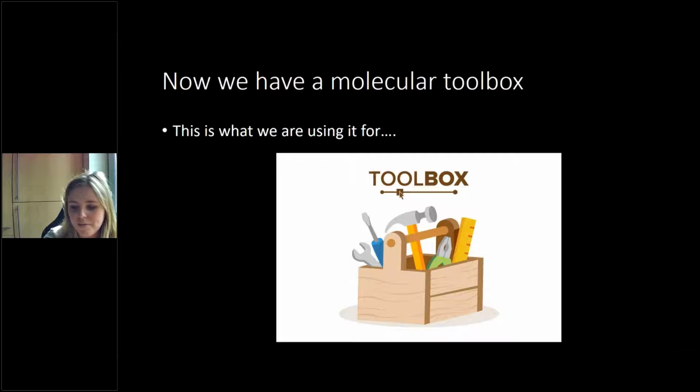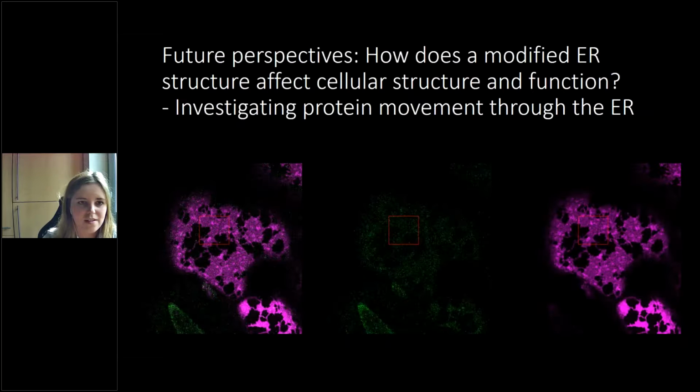So while I've been at the lab and before I was at the lab and using the work of others, we've now developed this amazing molecular toolbox for modifying ER structure. So we can now make it form tubules, we can make it form cisternae, and we can also use drugs to affect it in numerous ways. So now we're starting to use it to look at some really cool, really interesting things.